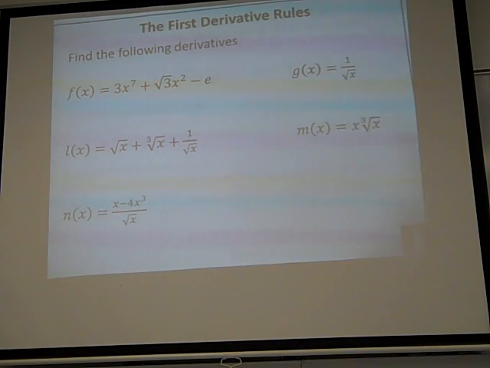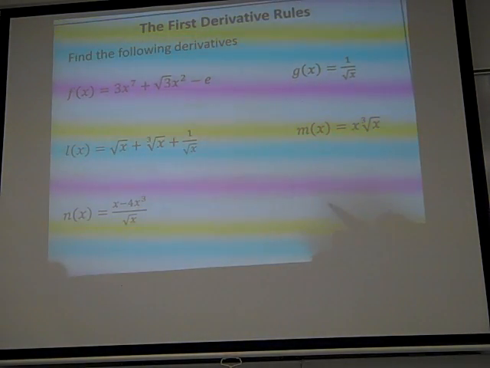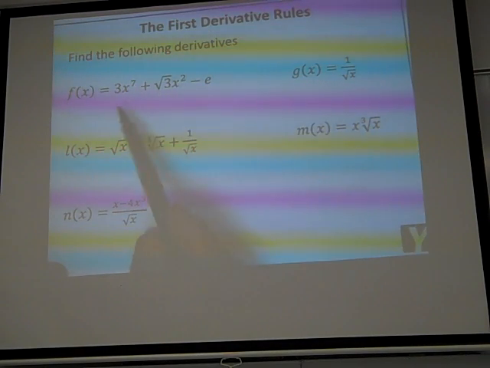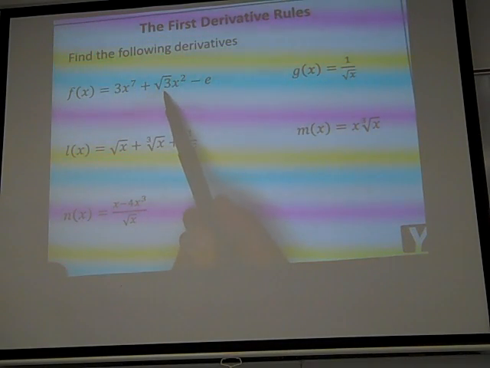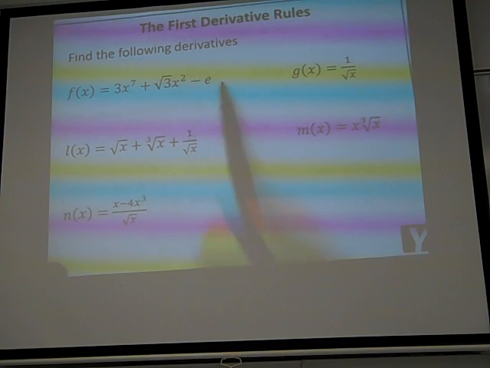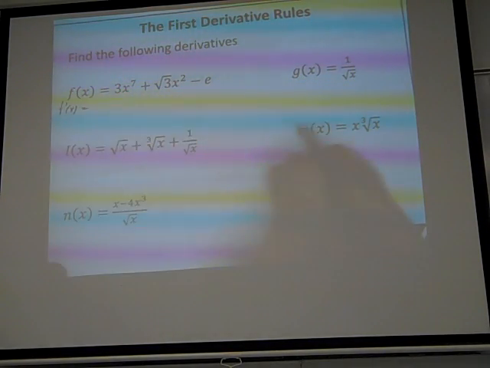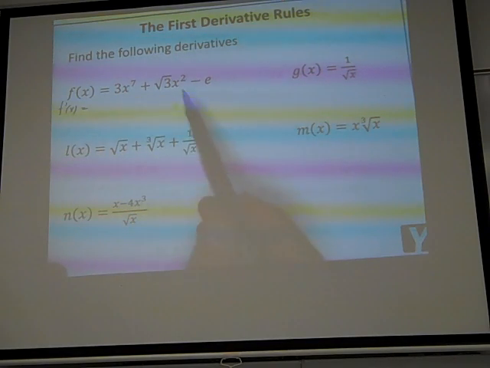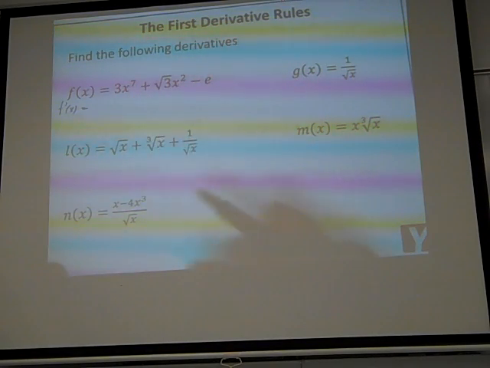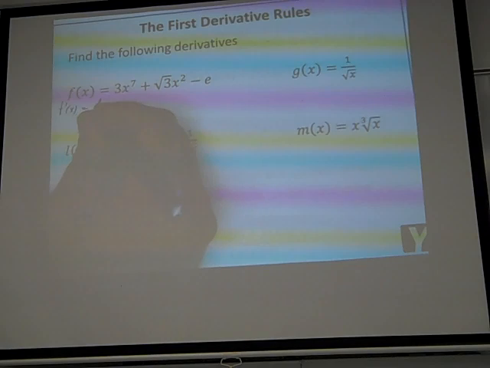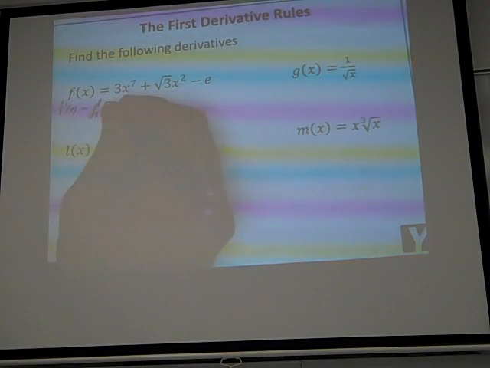All right, so the expectation for all 5 of these problems is that you should be able to find the derivative using your basic derivative rules. So for example, 3x to the 7th plus the square root of 3 times x squared minus e, if I want to take that derivative, well, we're going to use a combination of the sum and difference rules to just say, let's take the derivative of each term.